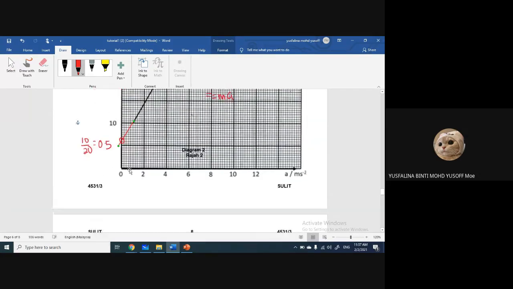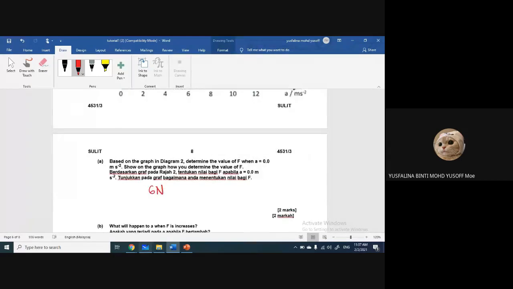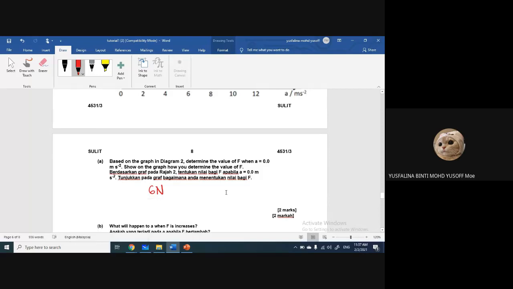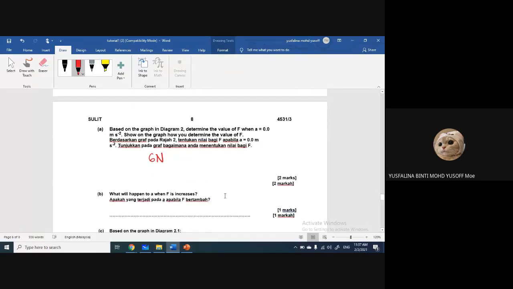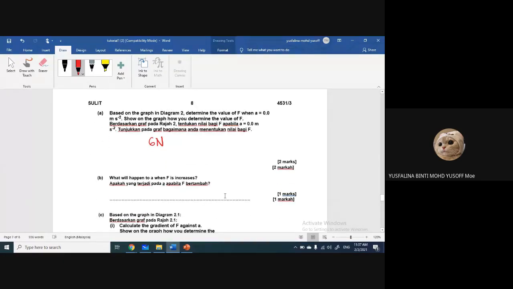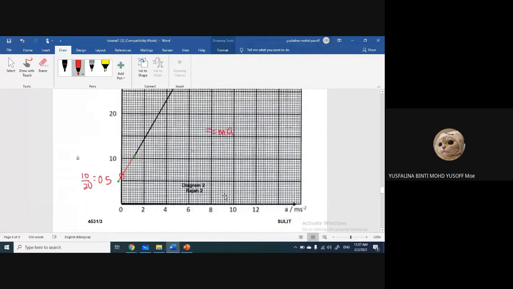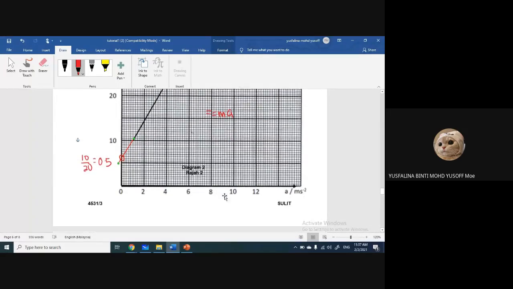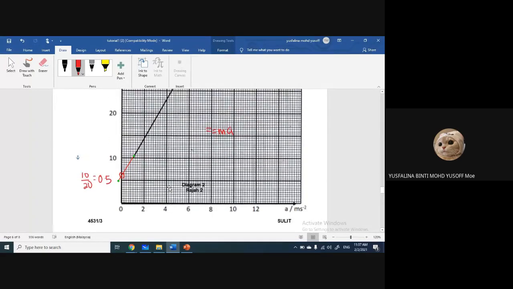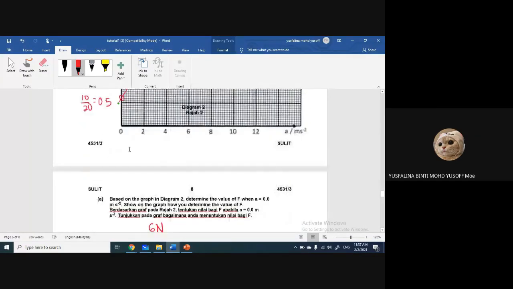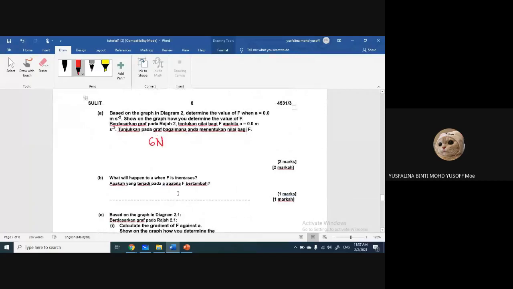So 1 mark for the line and 1 mark for the answer. Are you clear? Any questions you want to ask? All right, the next question: what will happen to A when F is increased? When A is increased, you can see the value of F also increases. So the answer is increase.